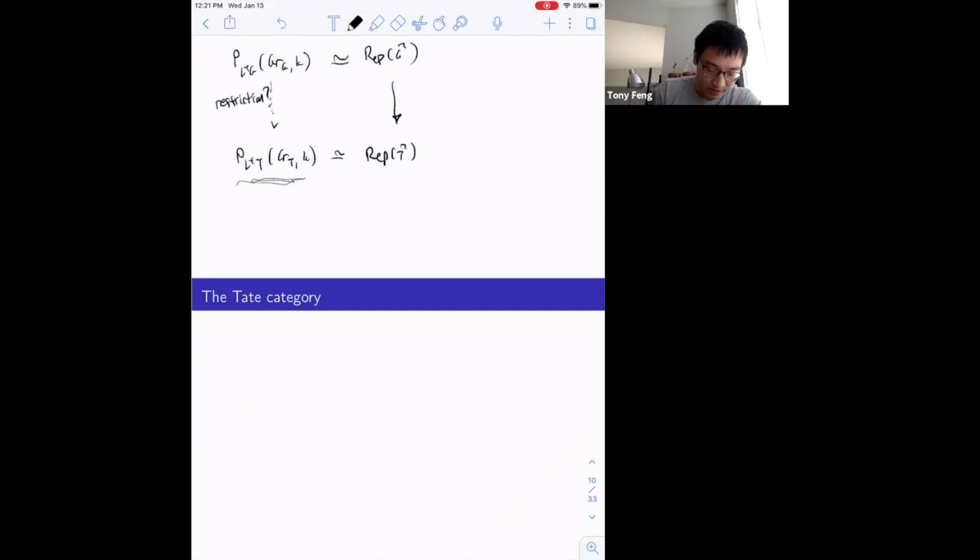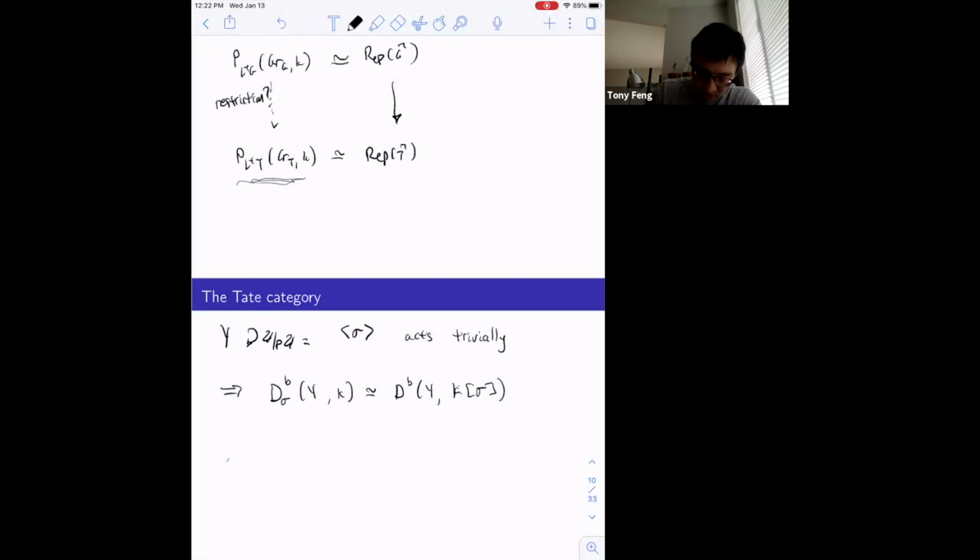So the general setup here would be that you have a space Y, and it has a Z mod P action. I'm always going to be picking a generator sigma for this Z mod P action. And actually, we're going to assume that it acts trivially. Or Y will later arise as the fixed points of the sigma action on something else. So this implies that the equivariant derived category for Y with respect to this action has a simple description. It's just the usual derived category with coefficients in the group ring of this Z mod P, which I'm denoting K[sigma]. It's because the action is trivial at the geometric level, so the only action is occurring at the level of the coefficients.